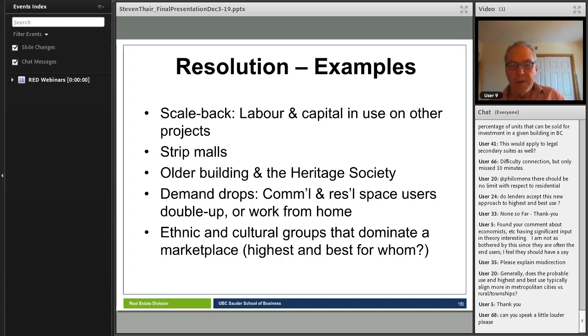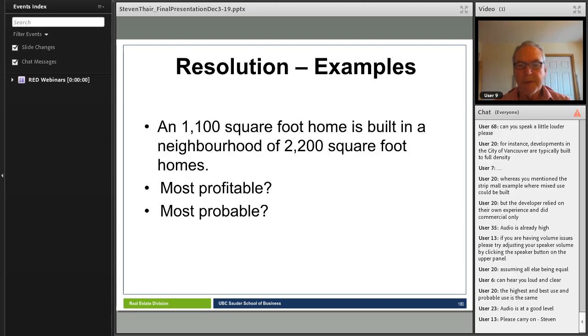I'm not sure with Manson's question about metro city versus rural townships whether I answered your question. I'm not sure what you're asking aligns more with city or town, because I'm not sure what you meant there. I see you're typing now, so I'll just hang on for a second. Right, rural townships.